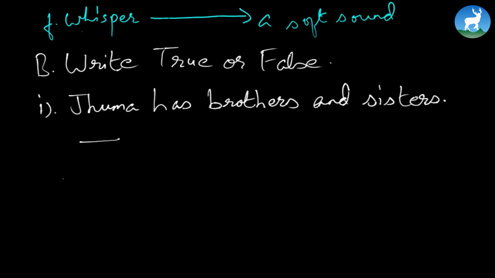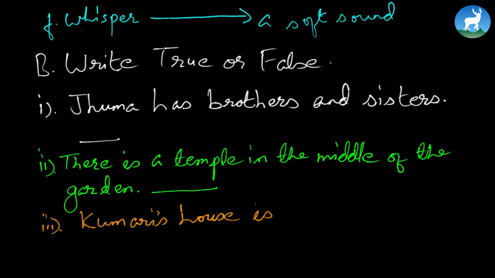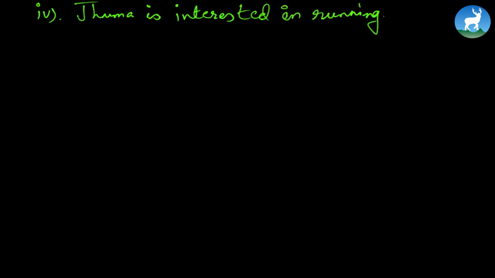Number 2, there is a temple in the middle of the garden. Now, is this true or false? Number 3, Kumari's house is opposite Juma's. Number 4, Juma is interested in running. Is this true or false?